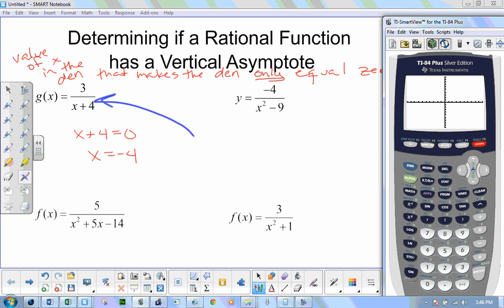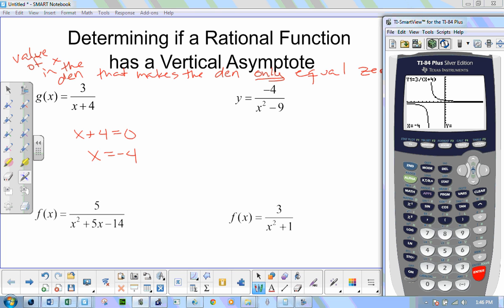I will hit graph, and you'll see, in fact, at x equals negative 4, I get an asymptote. You can hit trace, negative 4, enter, and you in fact do not get a value for the function because plugging in negative 4 gives you no output, which then also, if you think about domain, the domain is all real numbers except negative 4.